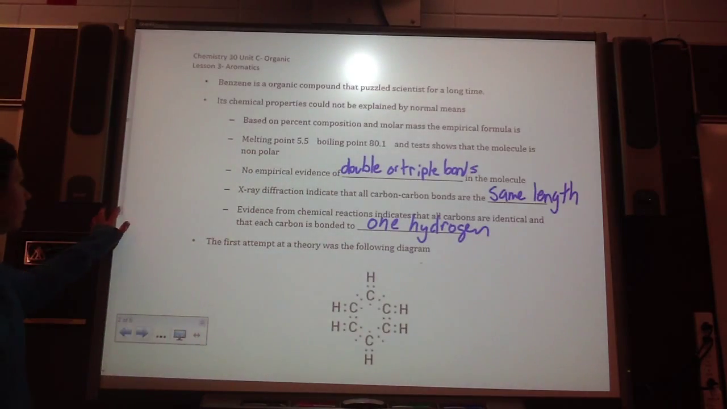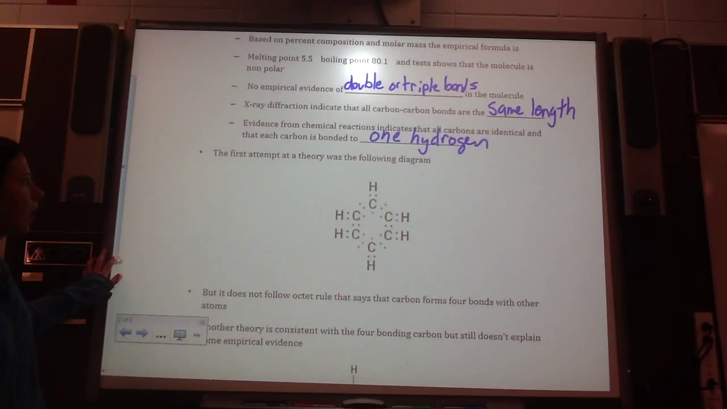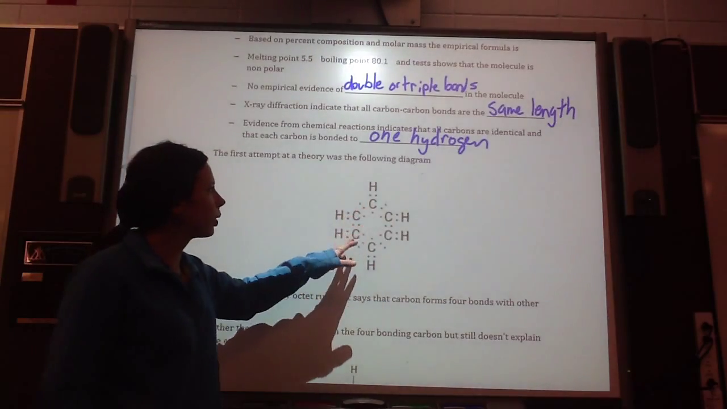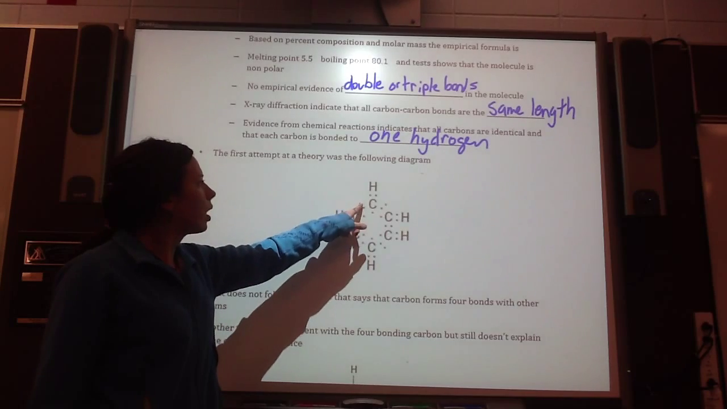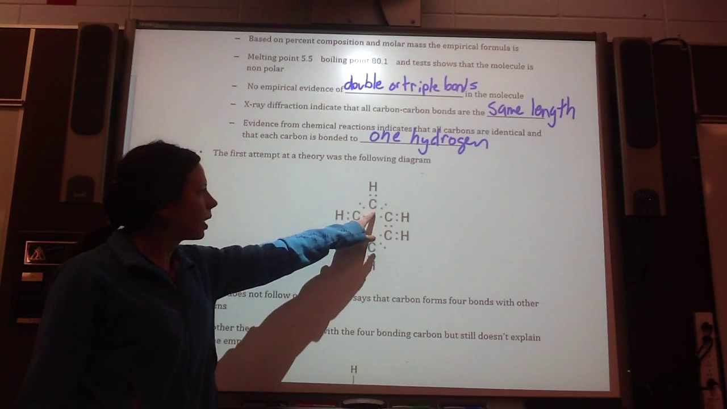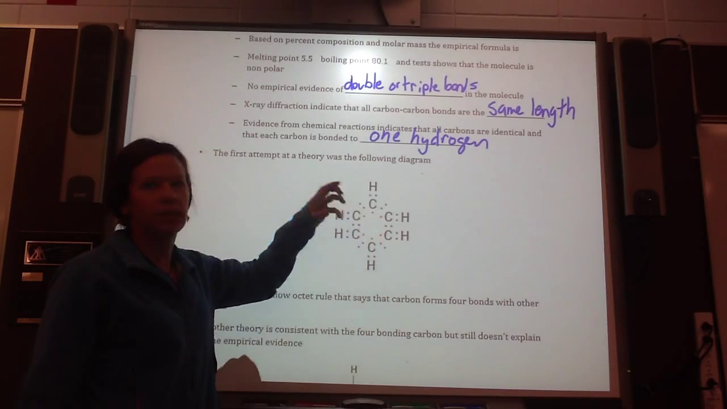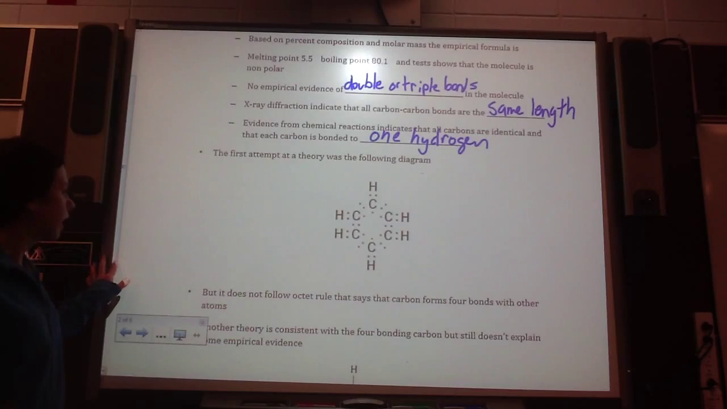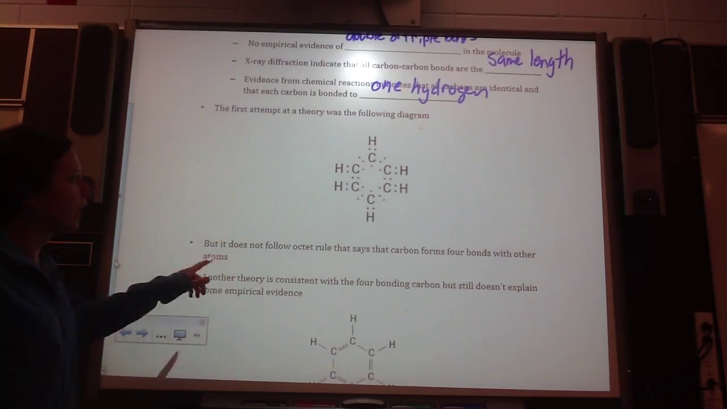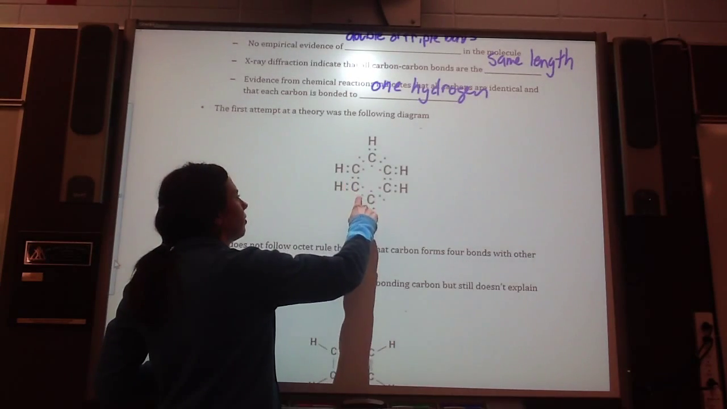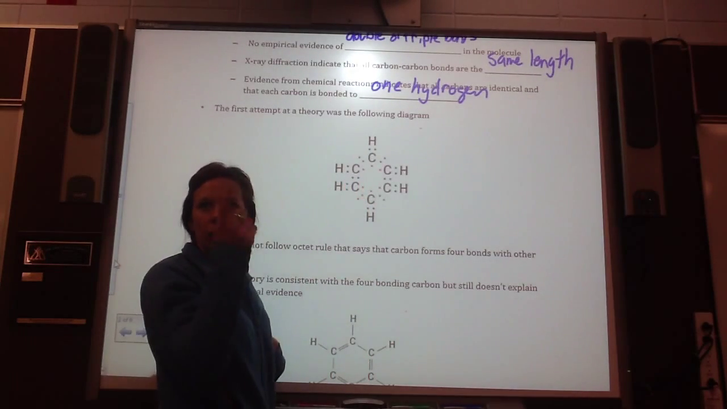So they tried to develop a diagram that would help represent this. This was one of the first ones. Here you see carbons are all single bonded to each other, and then there's this random floating valence electron inside. But that wouldn't work, okay? Because it wouldn't follow the octet rule, because each carbon has 1, 2, 3, 4, 5, 6, 7 around it.